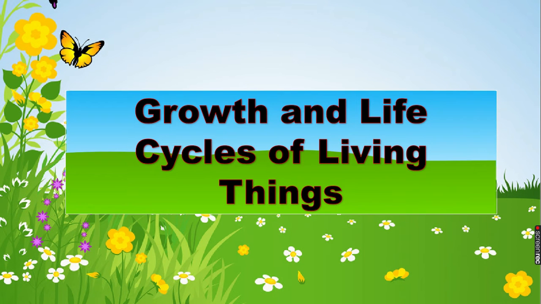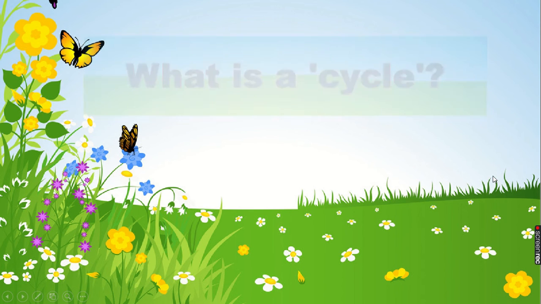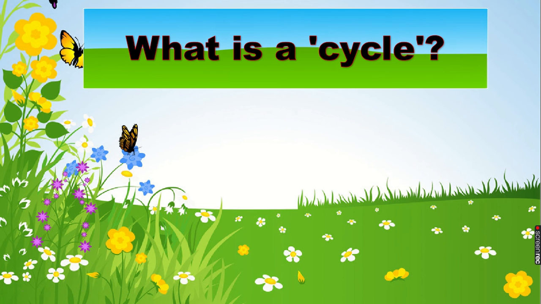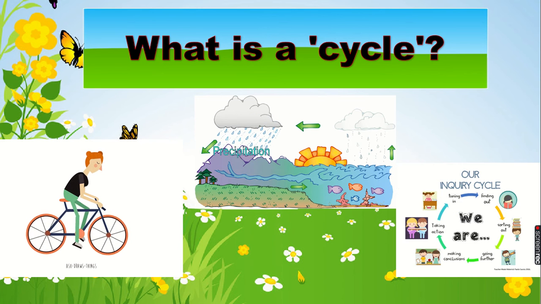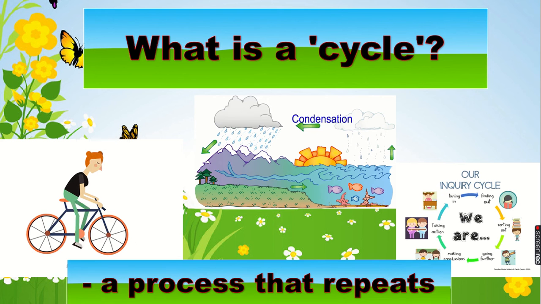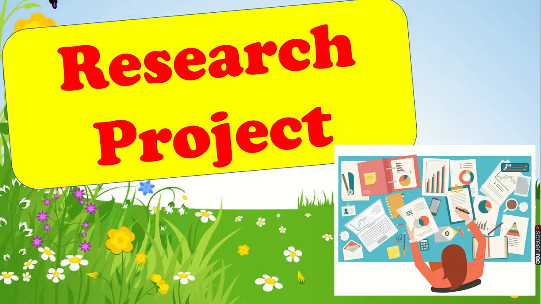And for the growth and life cycle of living things, because our focus is about the growth and life cycle of living things, we're going to have our research project. But before that, let's have a quick review about what a cycle is. So we all know that a cycle is something that continues. It's like a circle, keeps continuing. It doesn't necessarily need to be a circle, as long as it's a process that repeats again and again.